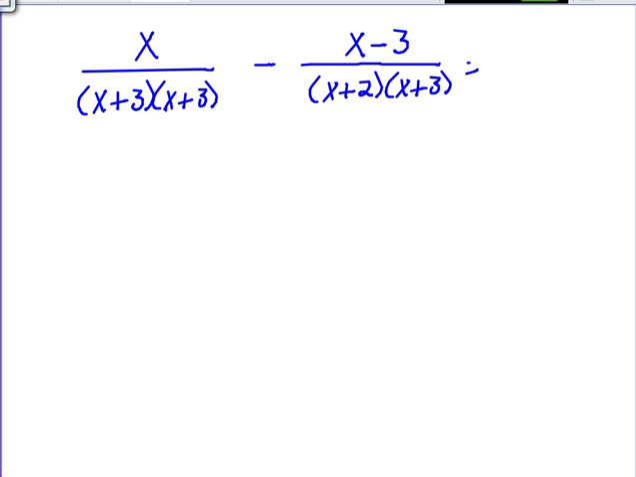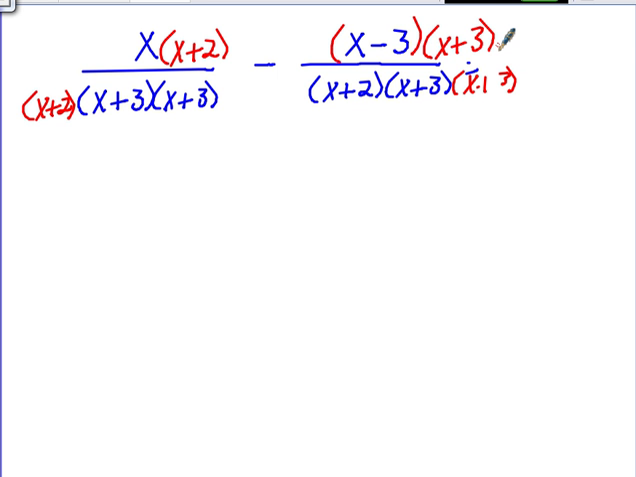To get a common denominator, if there's a binomial, I usually go ahead and put it in parentheses on top. Here you're missing an x plus 2, so just put one. If you're going to put one on bottom, put one on top too. Now all you're missing is an x plus 3 here. So put one on top and bottom. The bottoms are now the same. Now you can subtract them.